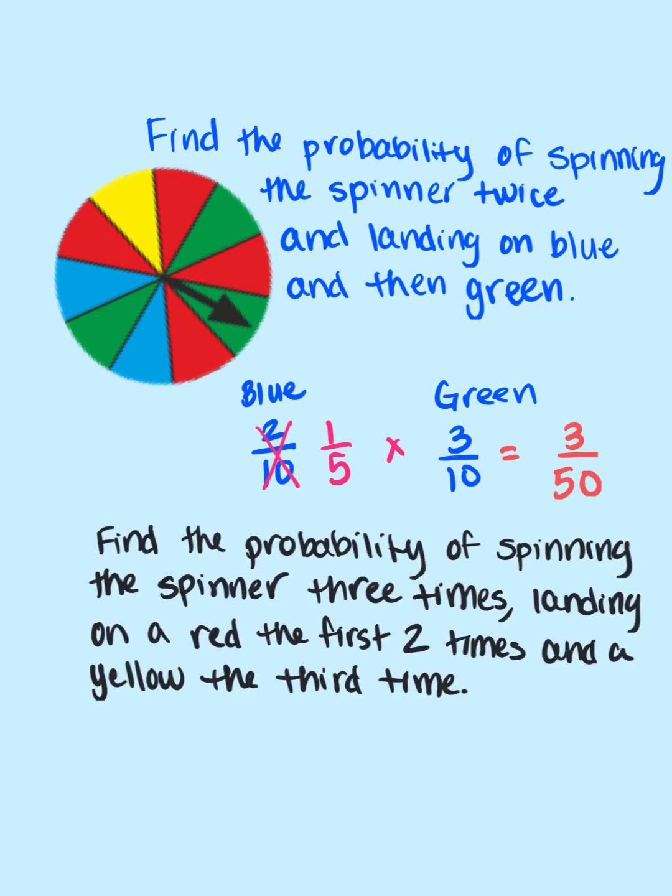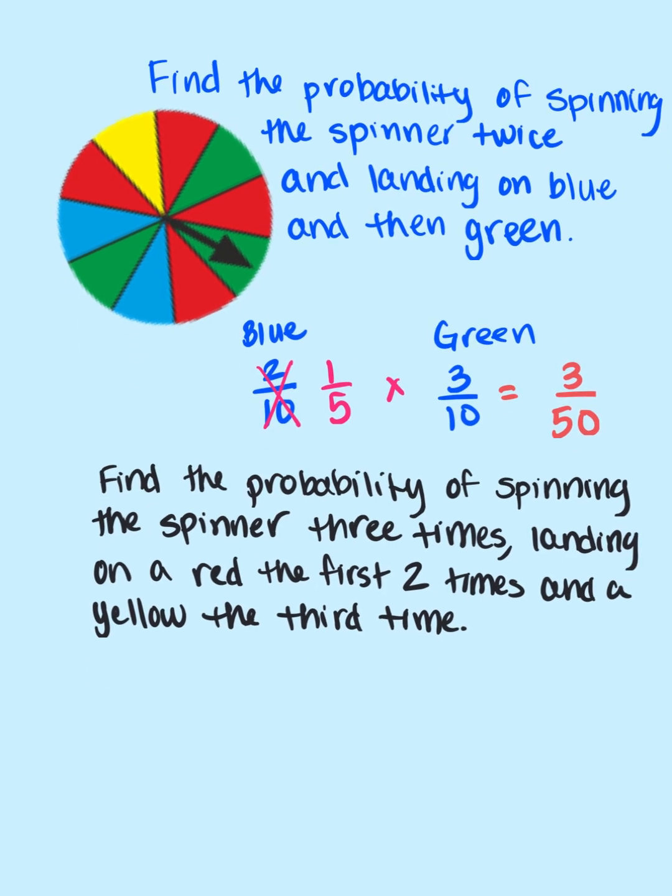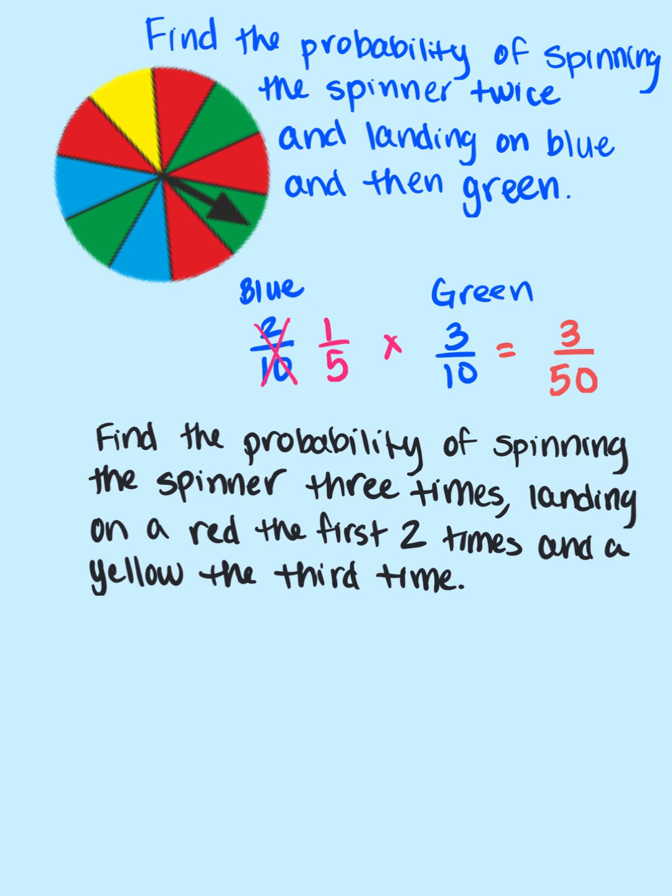Okay, I'm going to use the same spinner for this next scenario. Find the probability of spinning the spinner 3 times, landing on a red the first 2 times, and a yellow the 3rd time. So I am going to do red, red, and then yellow. I'll find the probability of getting a red, and then getting a yellow. Well, looking at that, I have 4 out of 10 chances to get a red. So that's 4/10 times 4/10. And then there's 1 chance to get a yellow. So that would be 1/10.